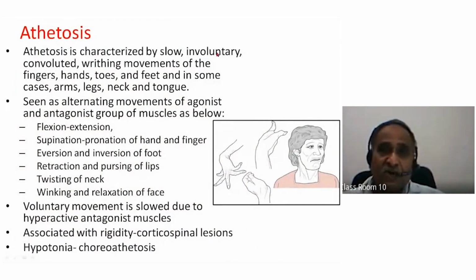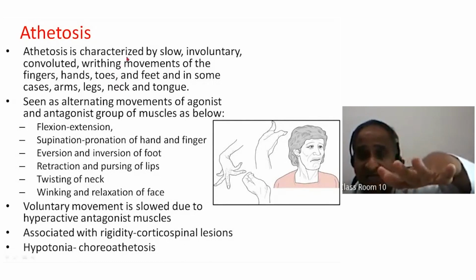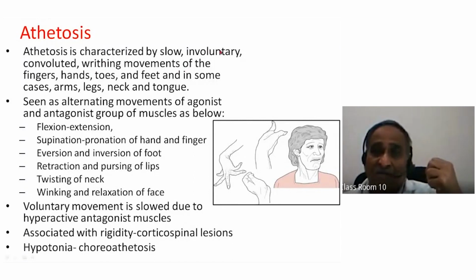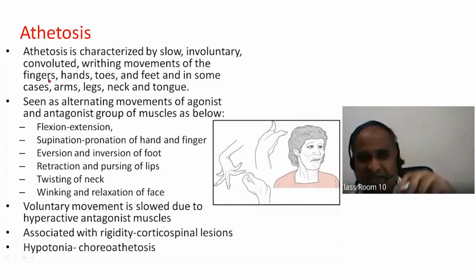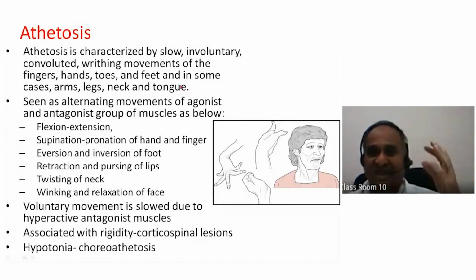Athetosis is characterized by slow, involuntary, convoluted writhing movements. Slow writhing movements like this. If you can see, slowly he will be moving a group of muscles. A tremor is only a class of muscles, whereas this is a group of muscles. Some of them will be having slow writhing movements. They are involuntary, and they are all the time moving and moving like this. Fingers, hands, toes, feet, and in some cases the arms, legs, neck, tongue, like that. He is always trying to move.